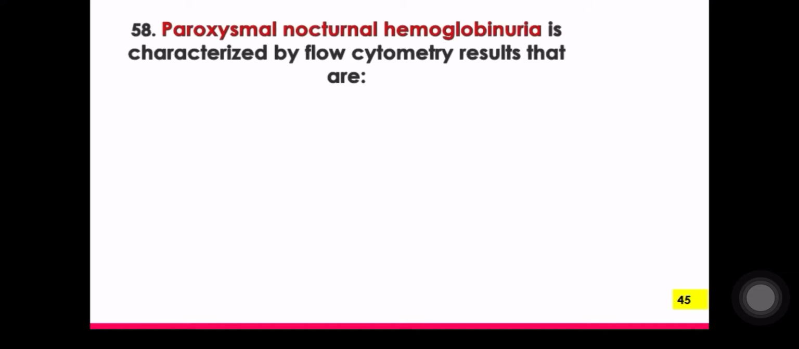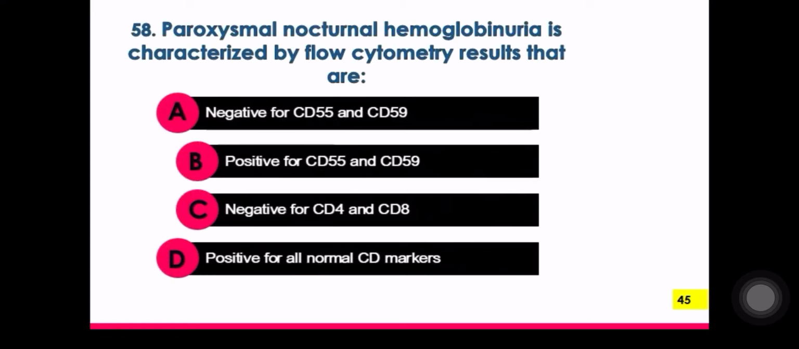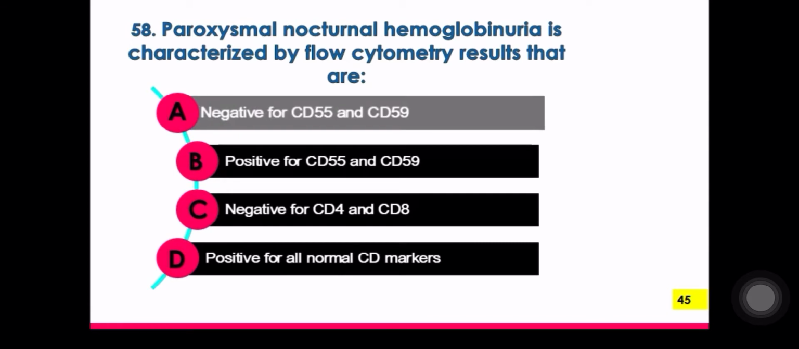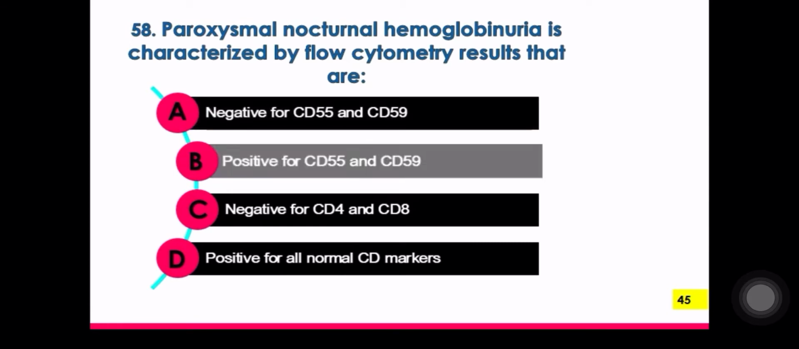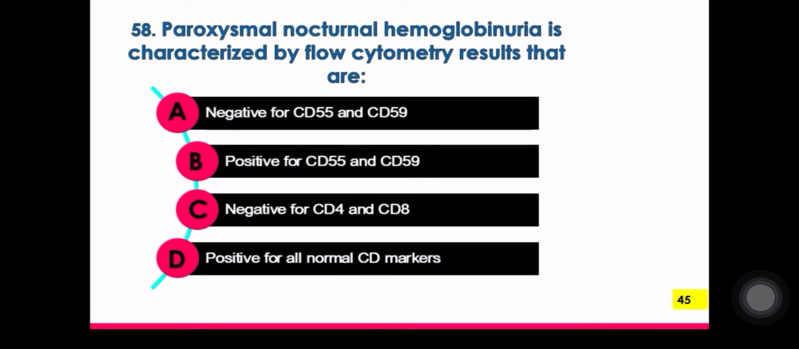Okay, for number 58, paroxysmal nocturnal hemoglobinuria is characterized by flow cytometry results that are letter A, negative for CD55 and CD59, letter B, positive for CD55 and CD59, letter C, negative for CD4 and CD8, or letter D, positive for all normal CD markers. Okay, for PNH, correct answer is letter A, negative for CD55 and CD59.